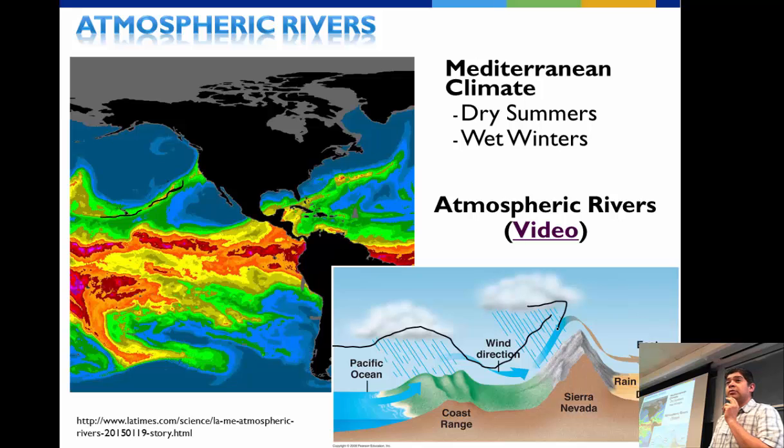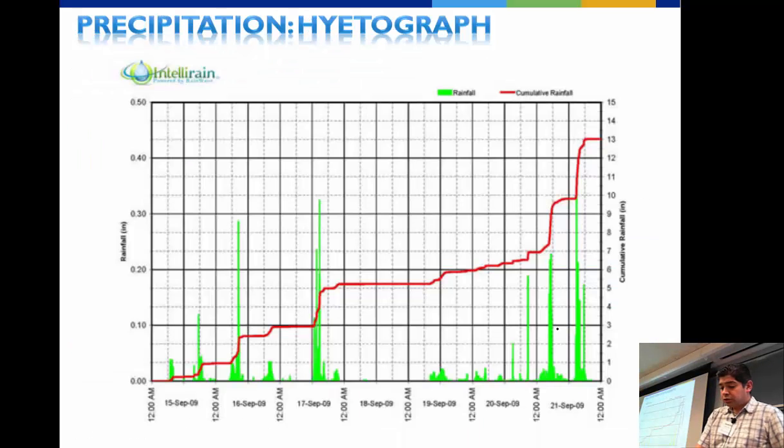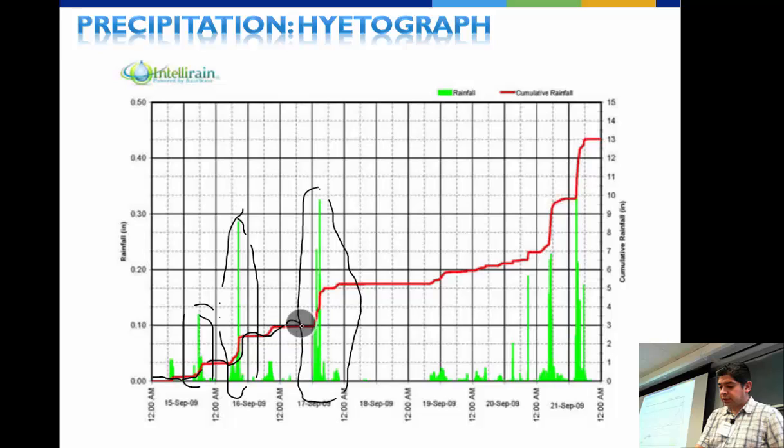50 to 60% of the precipitation that we receive in California is through atmospheric rivers. You can see here, one atmospheric river, then another; they usually happen in periods of 2 to 3 days. You can see we have high precipitation, and this line here is the cumulative precipitation. Every time that we have an atmospheric river, we have one of these large steps.